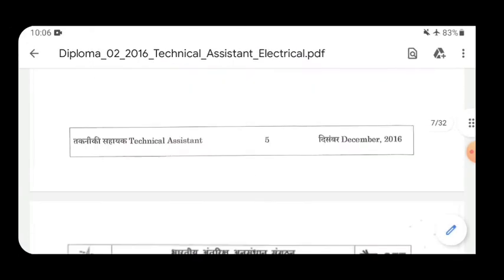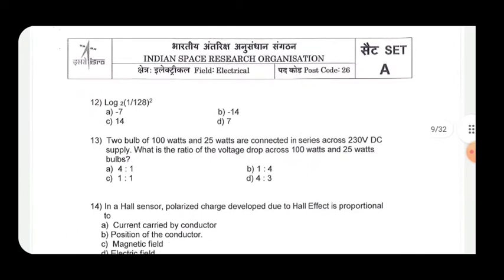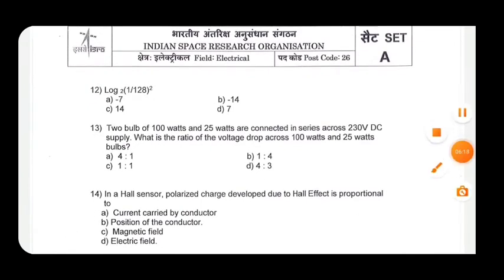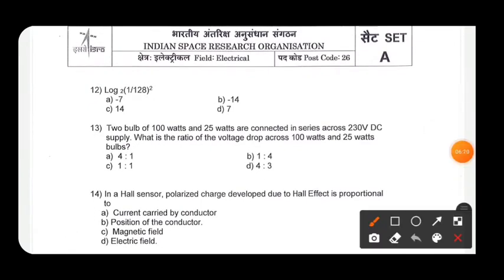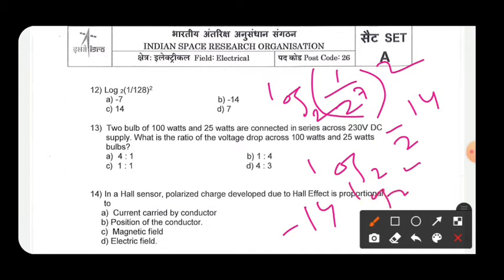So next is question number 12: log base 2 of 1 upon 128 square. Just put log of 1 upon 2 to the power 7, which equals 2 times log base 2, and you will find here this will be 2 minus 14. So the minus 14 comes first. Log 2 base 2 has value 1, so the answer will be minus 14. This is a short question.